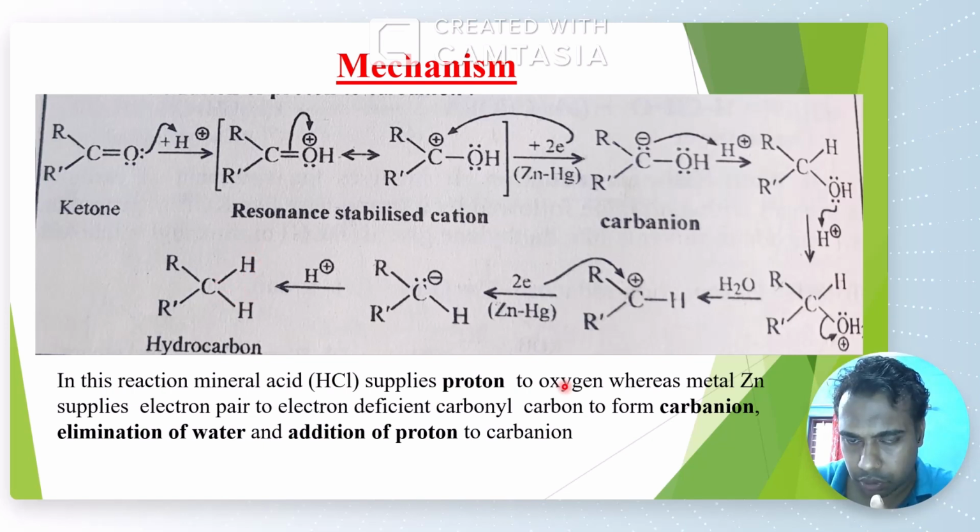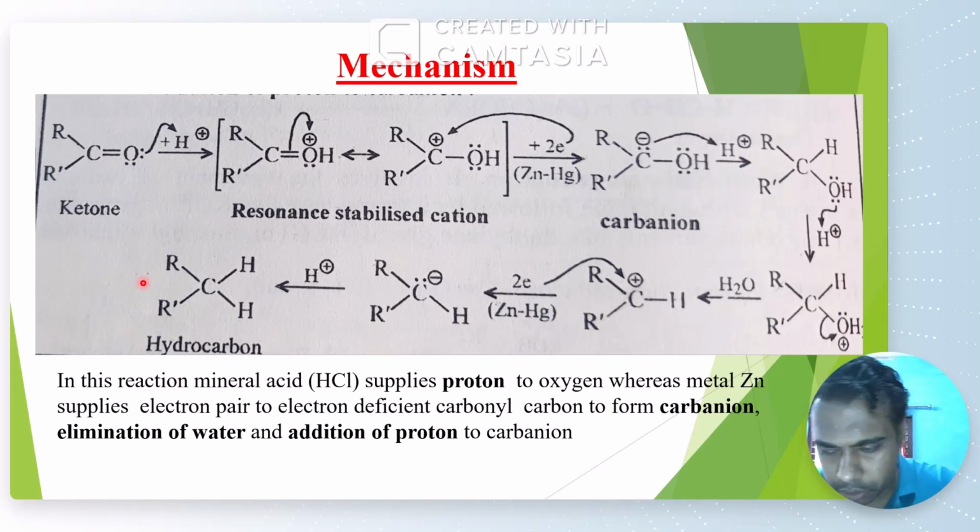In this reaction, the mineral acid supplies a proton to the oxygen, whereas the zinc supplies an electron pair to the carbonyl carbon and forms a carbanion. Then elimination takes place, and addition of a proton takes place. Finally, we get the hydrocarbon. Hope you understand the concept.